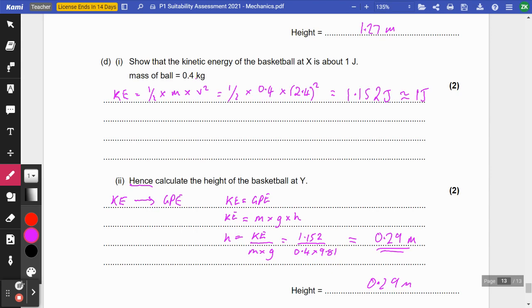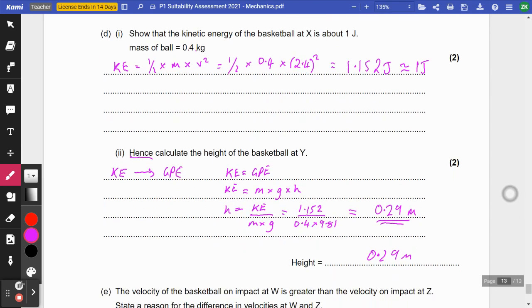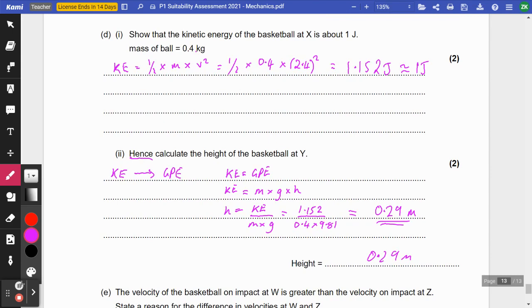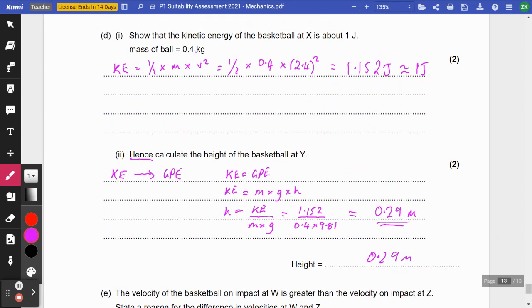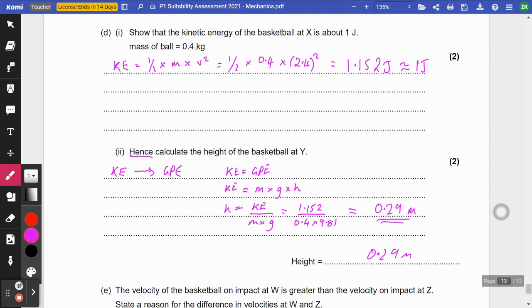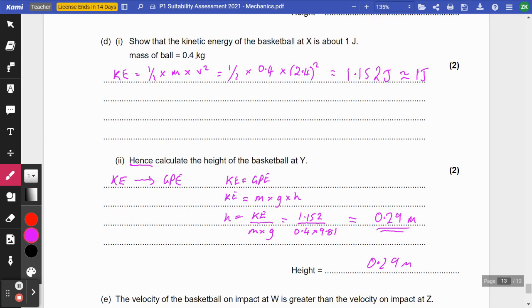So the kinetic energy is converted to GPE. I've expanded out GPE as mass times gravity times height. I rearranged it. The kinetic energy that turns into GPE is 1.152 joules divided by 0.4 times 9.81, and you get 0.29 meters. Now, if you worked out the area underneath the graph, you would have got a value very close to that. That would have given you 1 mark. However, that's not going to give you the second mark. You get the second mark for getting the answer, but you don't get the technique that was required to get there. So they are forcing you to use a different technique of energy rather than the area underneath the graph.